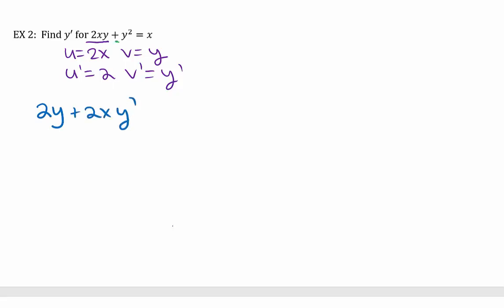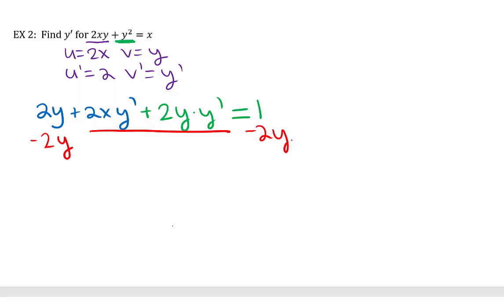Now I'm going to find the derivative of the y squared. That should be 2y times y prime equals, and the derivative of x is just 1. So I took the derivative of each term in this equation, one term at a time. And now I'm going to try to solve for y prime. So I need everything with y prime on one side of the equation. Everything without y prime has to move to the other side.